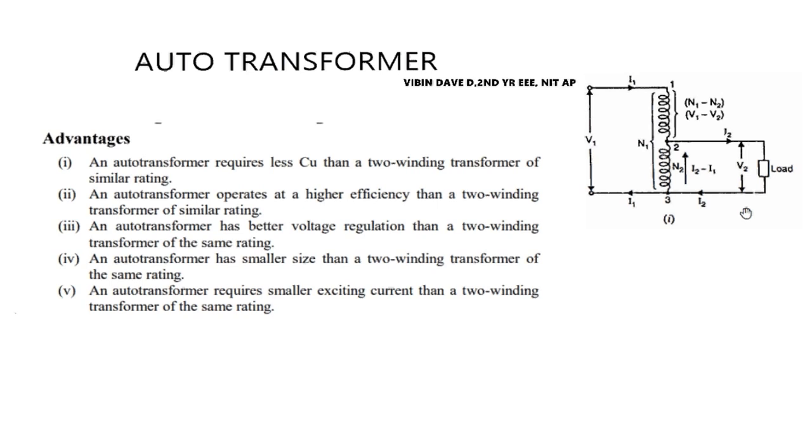The autotransformer will have a smaller size than a two-winding transformer of the same rating. If you ask why, a two-winding transformer has two windings, whereas here there is only one winding. An autotransformer requires only a small exciting current compared to a two-winding transformer of the same rating.